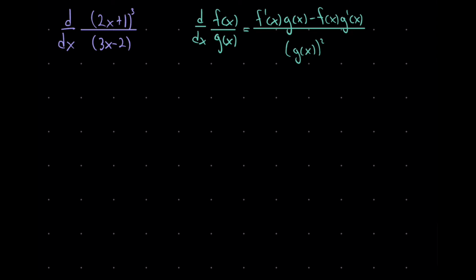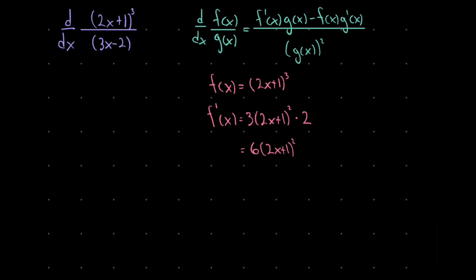And so to solve this, we need to identify our two functions f and g. So we'll start with f. We have f of x is equal to (2x plus 1) cubed. And the derivative of f of x, well, we use the chain rule. So we have 3 times (2x plus 1), and reducing the exponent by 1, we get 2, times the derivative of the inside. So the derivative of 2x plus 1, well, that's just 2. And this is equal to 6 times (2x plus 1) squared. And we have our second function, g of x, which is equal to 3x minus 2. And the derivative of g of x is a bit more simple, it's just 3.